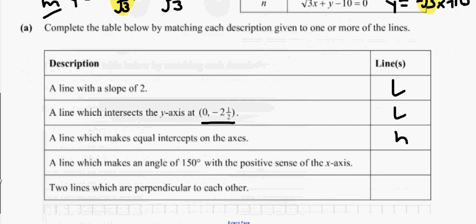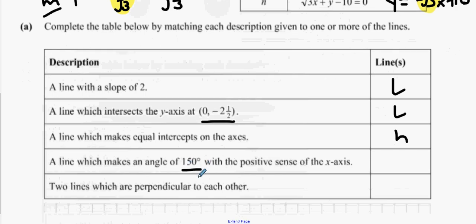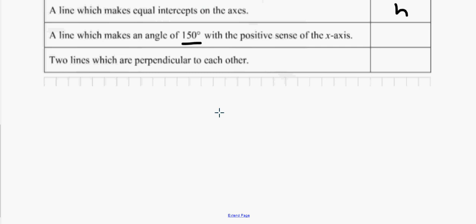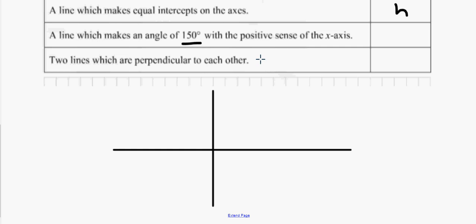Alright. An angle of 150 degrees with the positive sense of the x-axis. What on earth does that mean? Let's find out. Ready for this? Does any of you get this answer? Here's the x-axis. It could be at the origin, or it could be over here. Does everybody agree with that? It's a point on the x-axis.